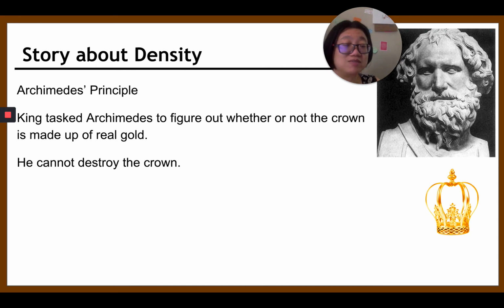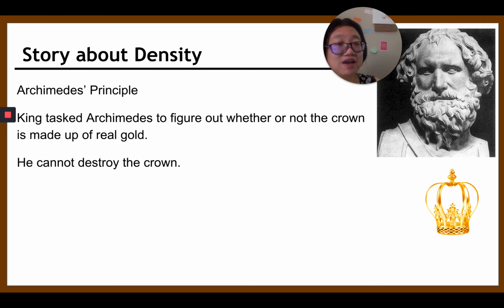You can measure out its mass easily. Put it on the scales, you can tell. But the volume is the part where Archimedes was stuck, because Archimedes said if he can figure out density, he can figure out whether the crown is made out of real gold or not. But he can't, because he can't figure out the volume.